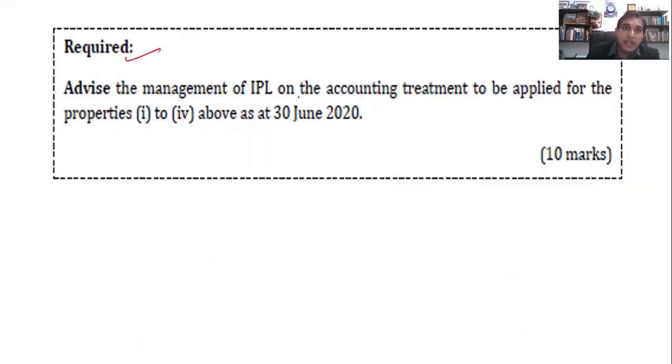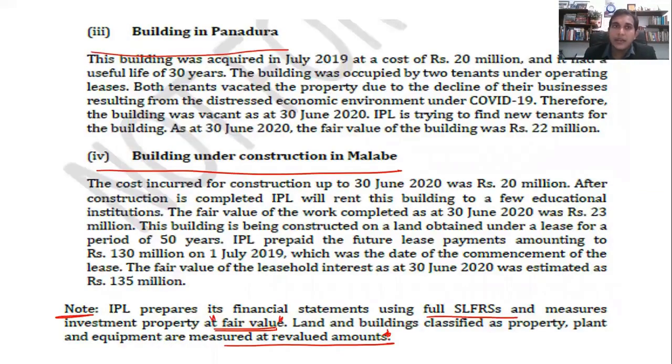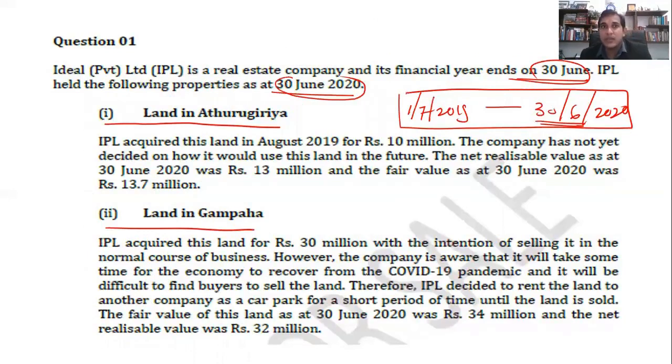Now read the required things. Advise the management of IPL on the accounting treatment to be applied for the properties 1 to 4 above as at 30th June 2020. You can obtain 10 marks from this question. So this is a very, very easy question, not a difficult question, if you know the standard. But if you don't know the standard, it is difficult to earn the marks. You should study the standard and apply. Okay, we'll discuss one by one.